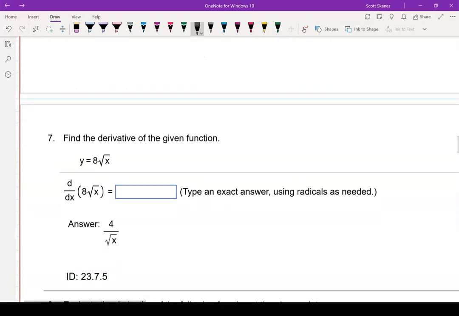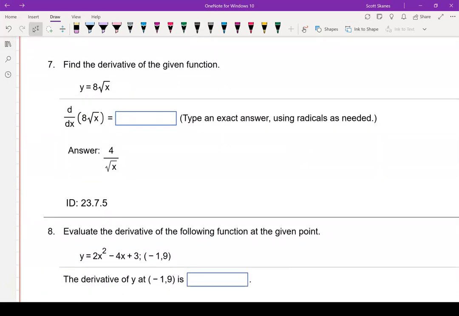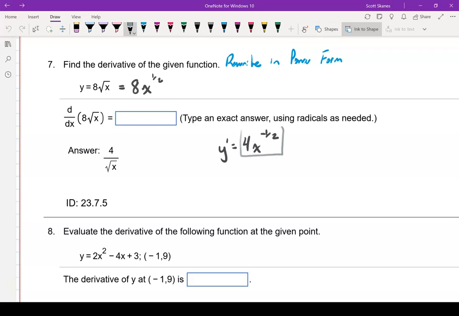Moving on to number 7. Find the derivative of the given function. Now this is a root. So if it's a square root, cube root, anything like that, we need to rewrite first in what's called power form. So that means make the root into a power, and that's easy. It's just a half. So the derivative, y prime, you bring the power down, multiply by the 8, 4 times a half is 4, reduce the power by 1. This is a perfectly fine answer. You could leave it like that if you want to.